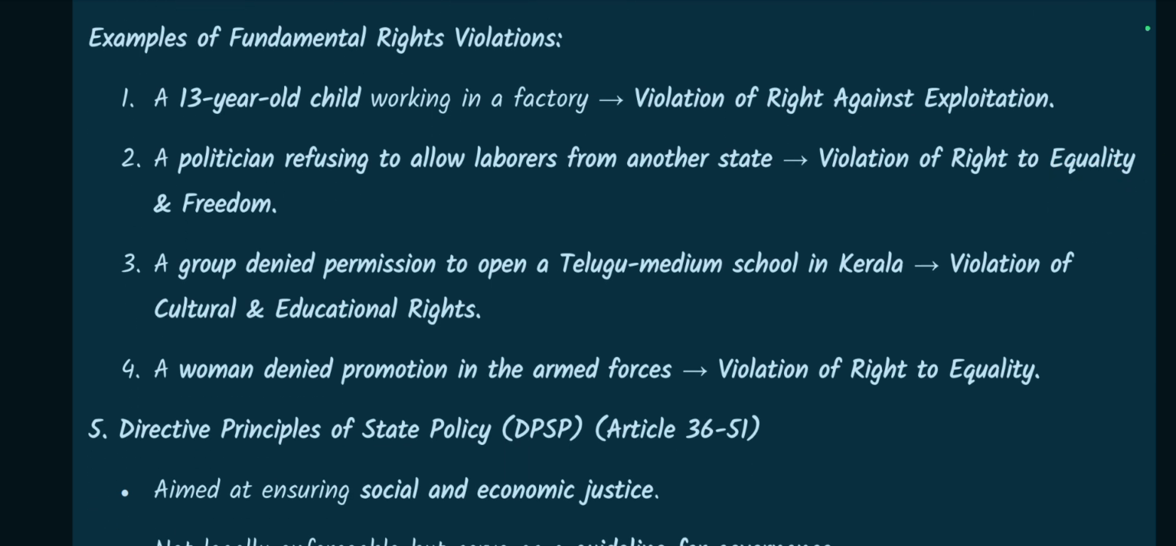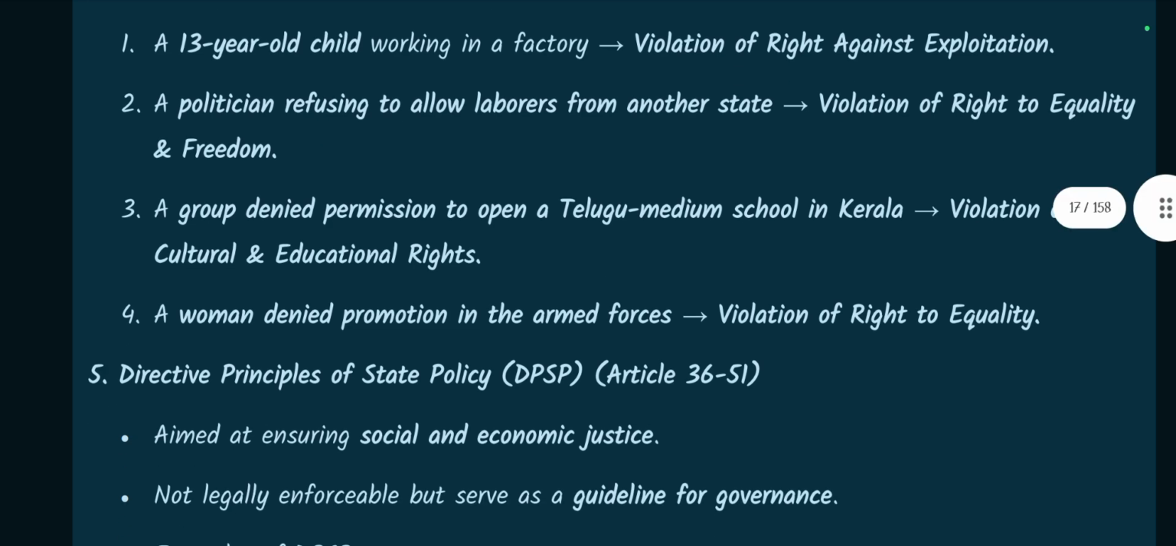Examples of fundamental rights violation. A 13-year-old child working in a factory is the violation of right against exploitation. A politician refusing to allow laborers from another state is the violation of right to equality and freedom. A group denied permission to open a Telugu medium school in Kerala is the violation of cultural and educational rights. A woman denied promotion in the armed forces. This is the violation of right to equality.